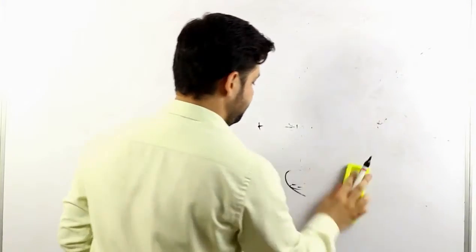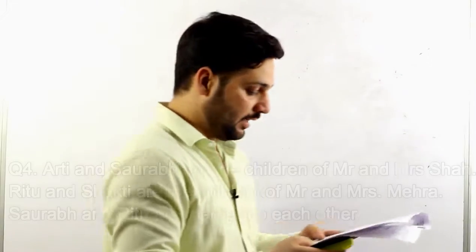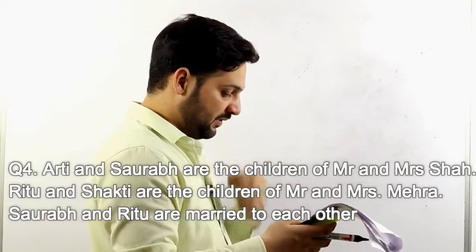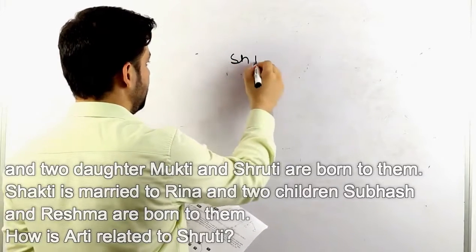Let's do another question. I hope the concept is very clear to you. Whenever there is a male, give it a plus symbol. Whenever there is a woman, give it a minus symbol. One line for a brother-sister relation, and a double line for a husband-wife relation. And there is a vertical line for the generation gap. If there's a father and a son, give it a vertical line. That's how we are going to solve the next question. Aarti and Saurabh are the children of Mr. and Mrs. Shah. There is Mr. Shah and Mrs. Shah.